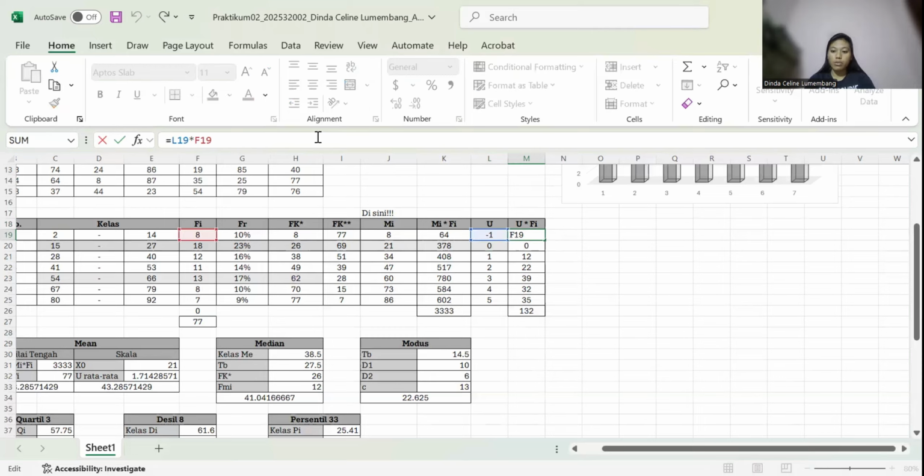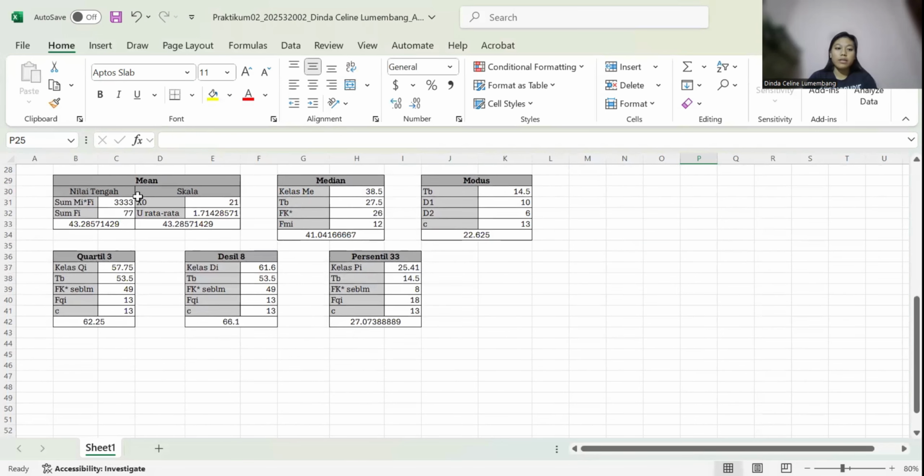The next is frequency times step deviation. For this value, we multiply it by the frequency as in the title. The result is obtained from multiplying the frequency column by the step deviation column. And to get the next number to next line, we use this cursor as a tool.